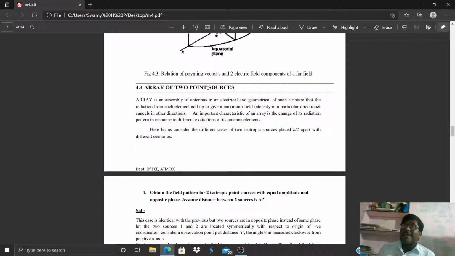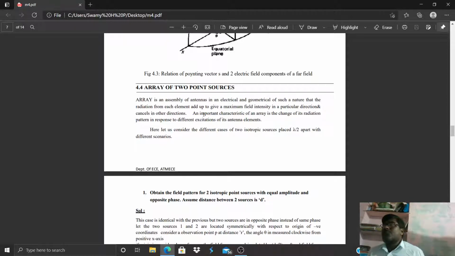That will be added at a point in free space to calculate the total electric field intensity radiated from each individual point source. Therefore, an array is an assembly of antennas in an electrical and geometrical nature, such that it radiates from each element.